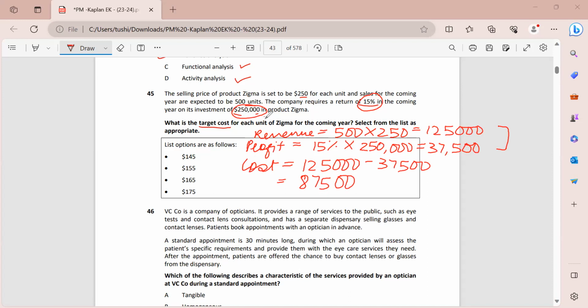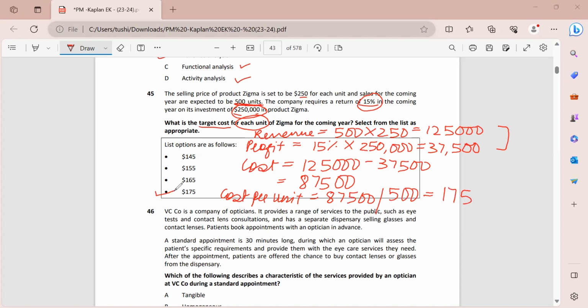Now they have asked me for each unit of Sigma, so I will divide this by the number of units. So cost per unit will be 87,500 divided by 500, which is the number of units, and with this I will have my answer as $175. Last option is the correct one.